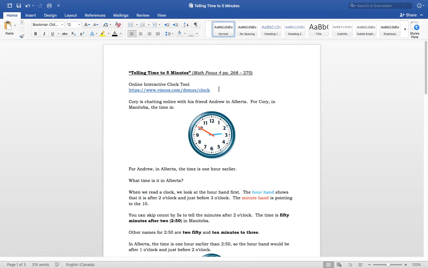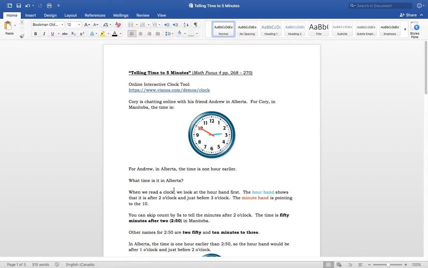So the question asks, Corey is chatting online with his friend Andrew in Alberta. For Corey in Manitoba, the time is what is shown here. For Andrew in Alberta, the time is actually 1 hour earlier. So what time is it in Alberta? Well, the first thing we need to do is figure out what time it is right here.